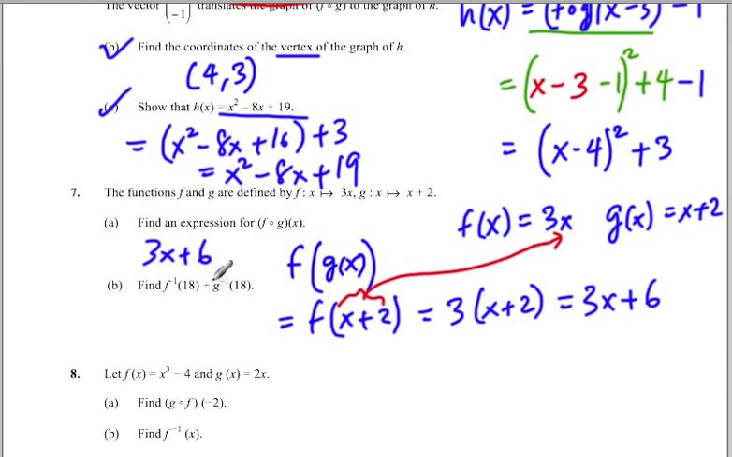I'm going to erase this because I need room for part B, but again, always scroll back and see how I've done this.